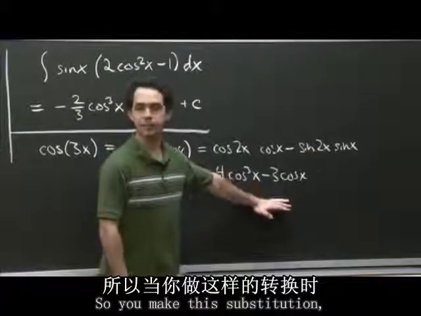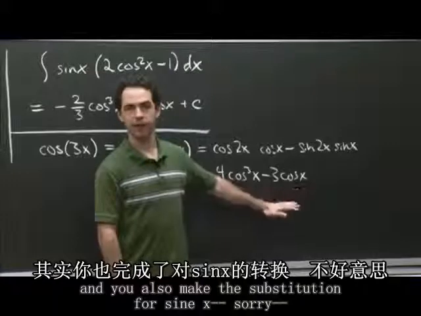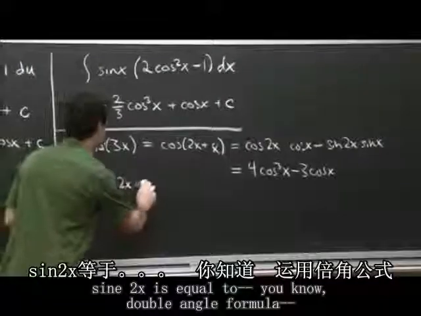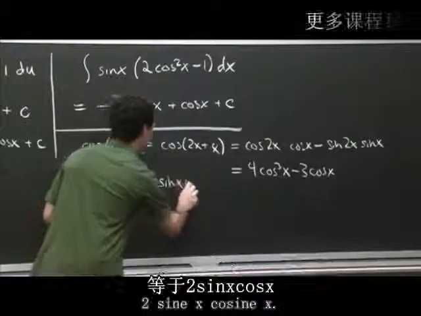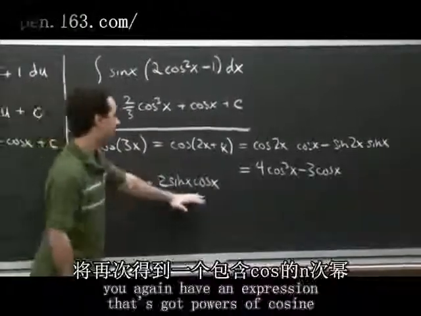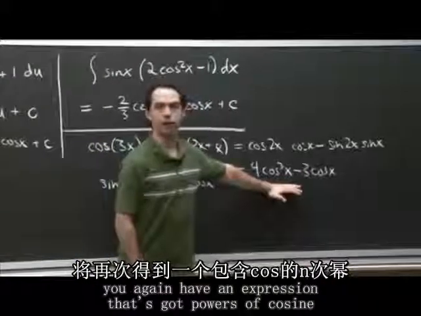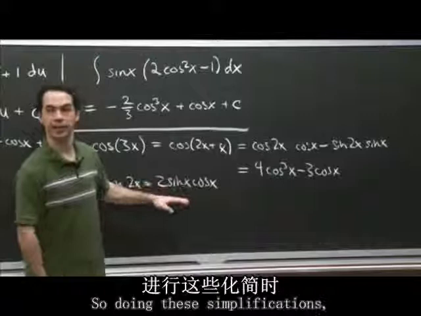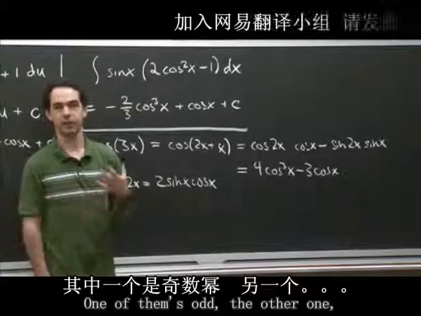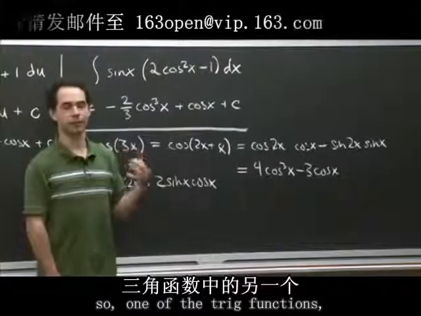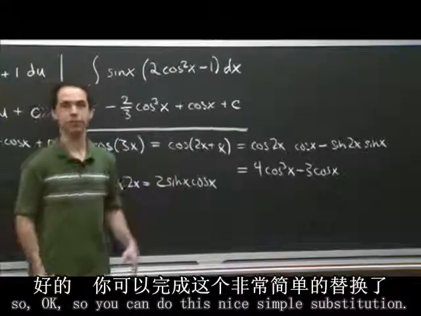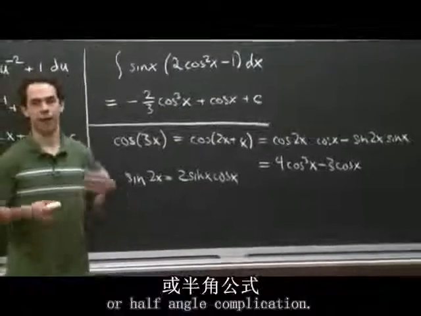You make this substitution, and you also make the substitution for sine 2x, which is, by the double angle formula, 2 sine x cosine x. So when you multiply sine 2x by cosine 3x, you again have an expression with powers of cosine and a single power of sine. So doing these simplifications, you again get this nice form. One of the trig functions, sine or cosine, appears to just the power 1, so you can do this nice simple substitution. You don't need to do any of the double angle or half angle complication.